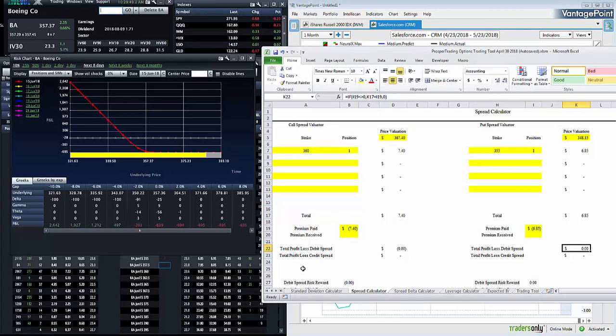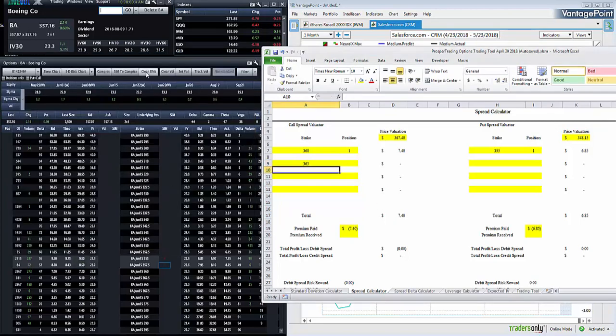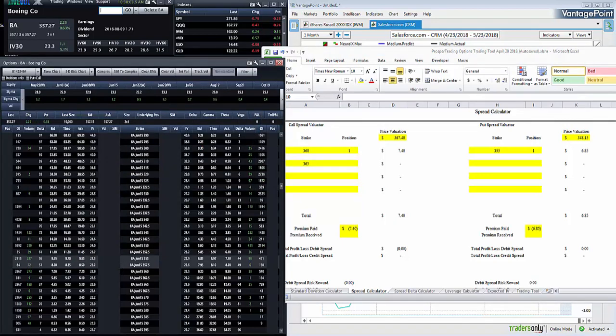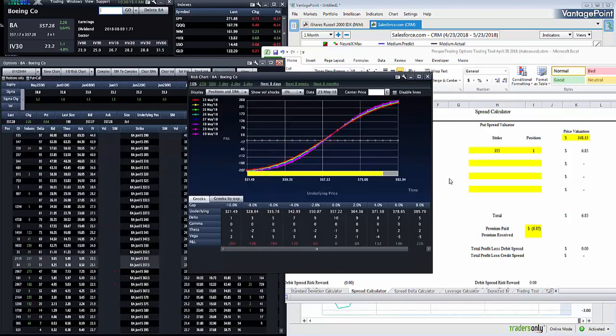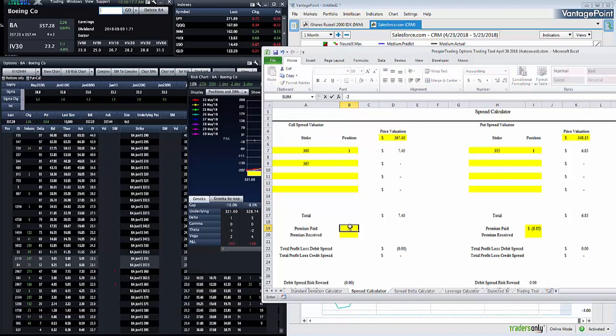And so the same thing goes for credit spreads or debit spreads. So if we have a 360, 365 call spread on, right? We have the 360, 365 call spread on. That's going to cost us $2.10. And we are long that and short that. So it's the same thing.